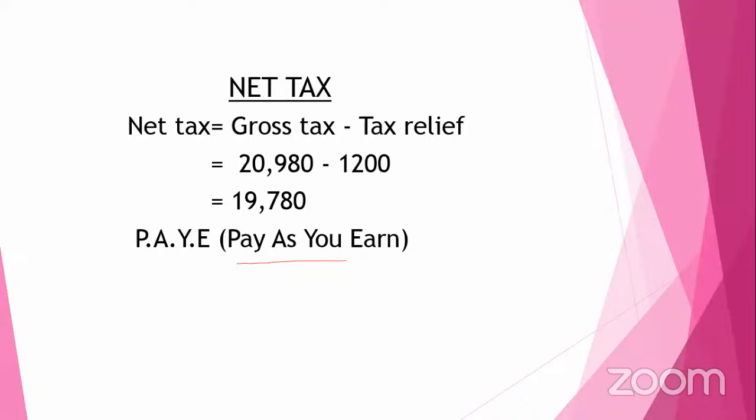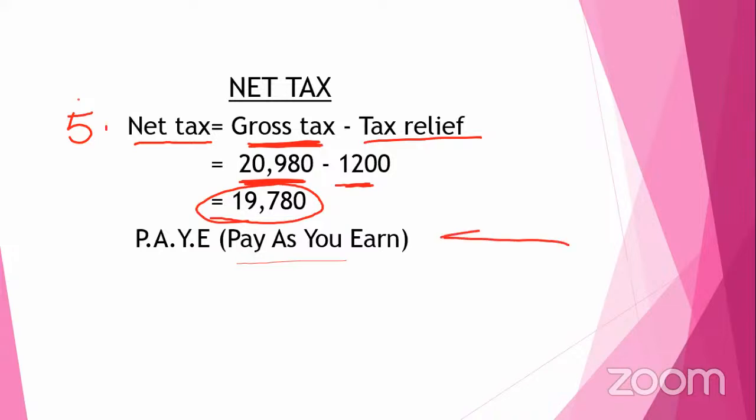We are here saying, let me annotate. When you are looking for net tax, I think this was definition number either 5 or 6, I can't remember, in our definitions. You'll go to your gross tax. And our gross tax for this case was 20,980 minus any relief. What you end up with is the net tax. So the net tax in this question is 19,780. I had somebody asking, is this what we call pay as you earn? Yes, that is pay as you earn.